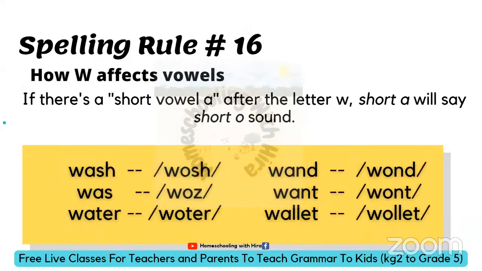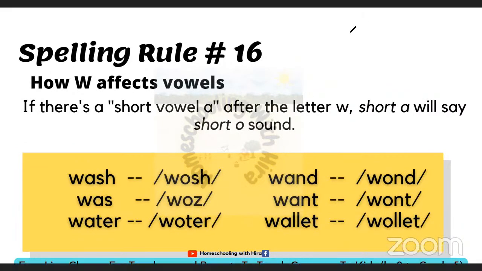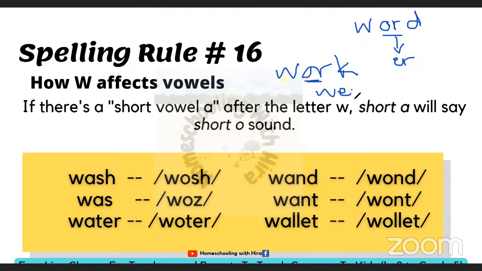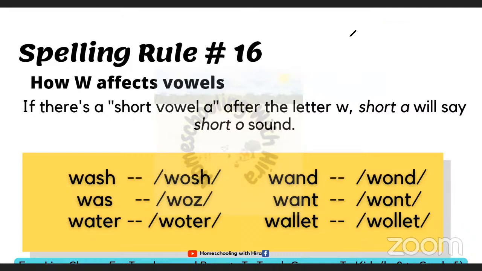Oh, there are some other things as well. W also affects OR. For example, if you have W plus OR, can you tell me how do you read it? Do you say it word, or do you read it like ER? Word. WORK. Do you say it war, orc, or do you say it work, work? So if we have OR after W, OR says ER sound. See? Another rule is here.